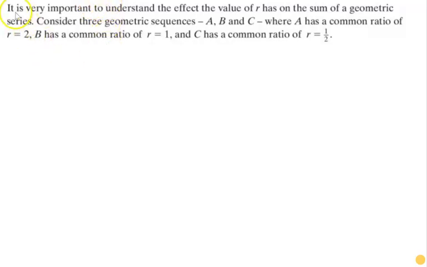Geometric series. It is very important to understand the effect the value of r has on the sum of a geometric series. Consider three geometric sequences, A, B, and C, where A has a common ratio of r = 2, B has a common ratio of r = 1, and C has a common ratio of r = a half.